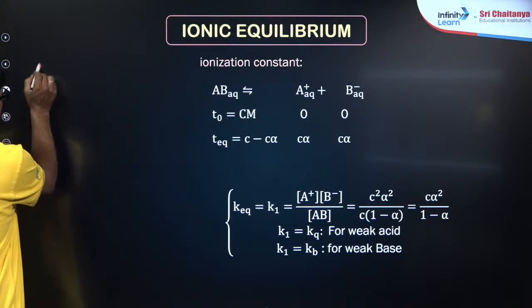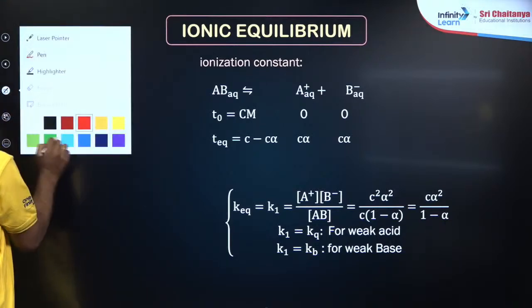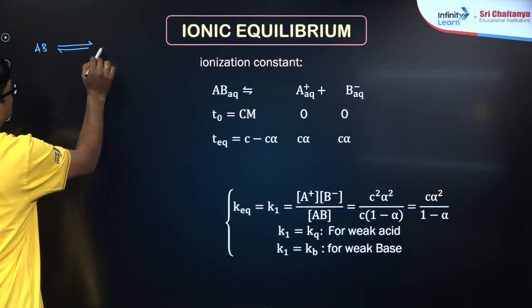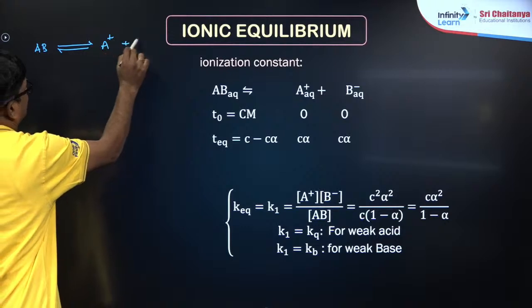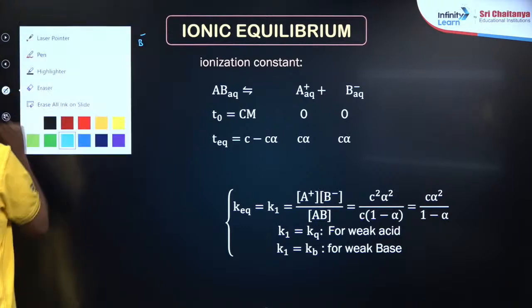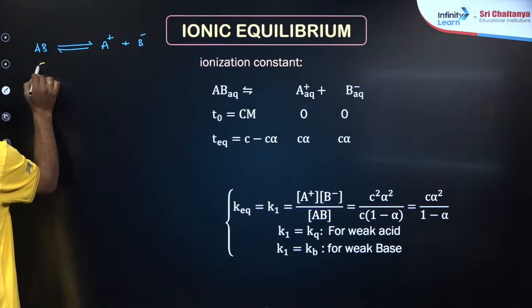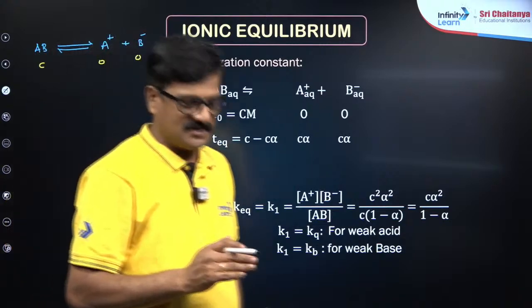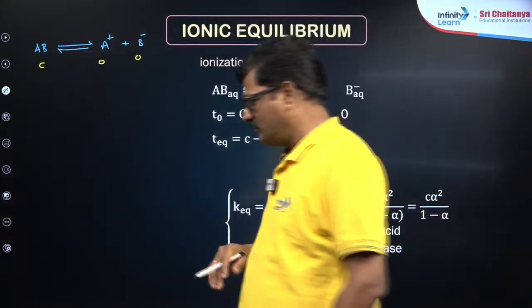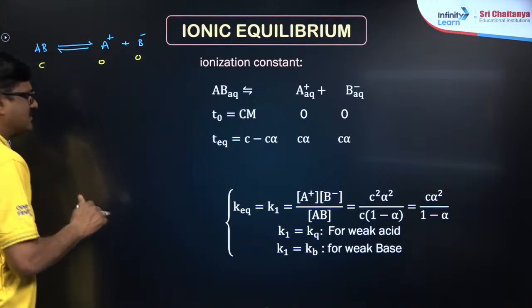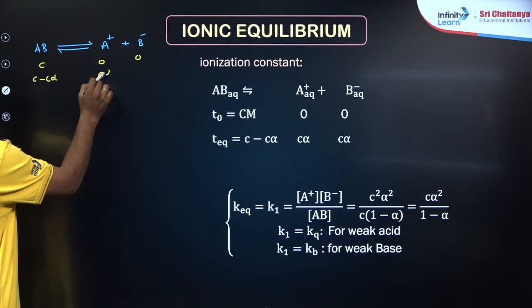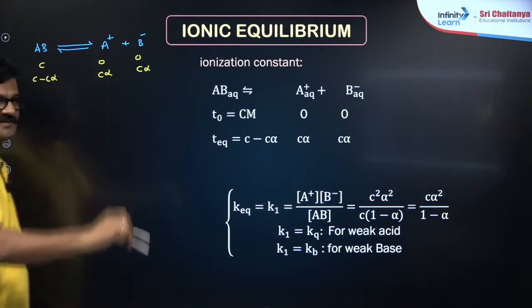I just want to say AB ionizes, gives rise to A plus and B minus. When time is 0, it is C mole per liter, the reaction has not started yet. As the reaction proceeds, at equilibrium, alpha is the degree of ionization. From C, C alpha is consumed, so C alpha is going to be produced, understand?